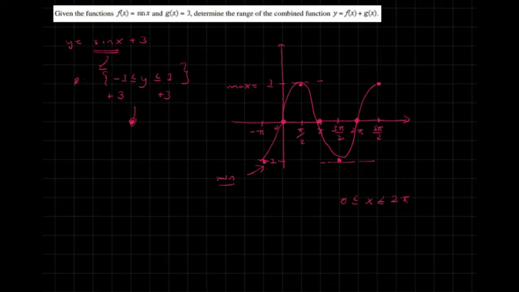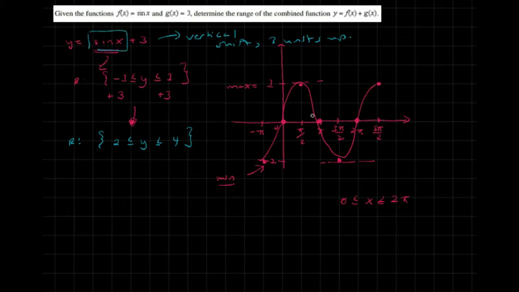Okay, so the new range here, I'm going to just use a different color, is basically 2 and 4, because you're doing a vertical shift 3 units up. Okay, so you look at the range of the parent function, which is sine x, which I did out here, y is equal to sine x, and then I added the transformation to it, and that's the range of your combined function. Right, y is greater or equal to 2, but less than or equal to 4.